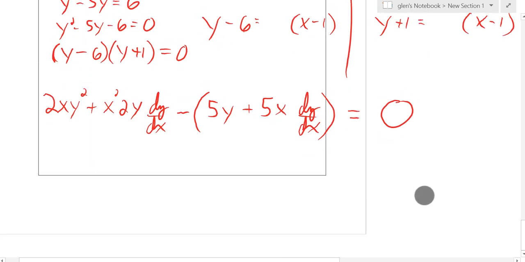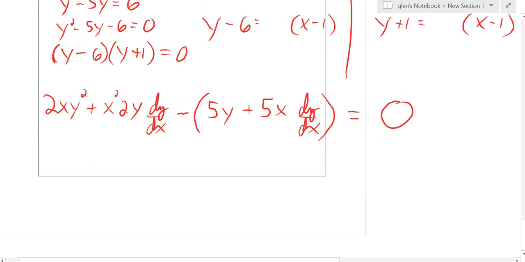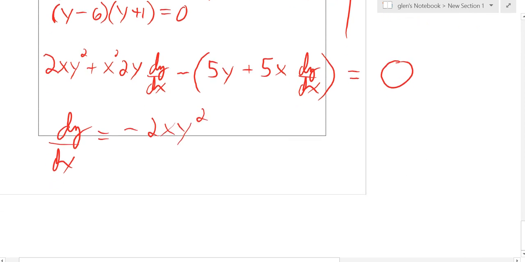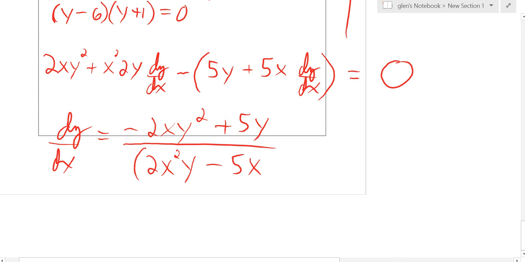All right. I'm sorry. We have to get dy dx by itself. When you do that, you should end up with this. All I'm doing, in my head, is moving over the 2xy squared. But we're also going to have a minus 5y, so I'm going to add that over to here. Then you're going to factor out dy dx, and what's going to be down here is 2x squared y minus 5x. You don't even need these parentheses down here. Again, all I did was get dy dx, factor it out, and divide.